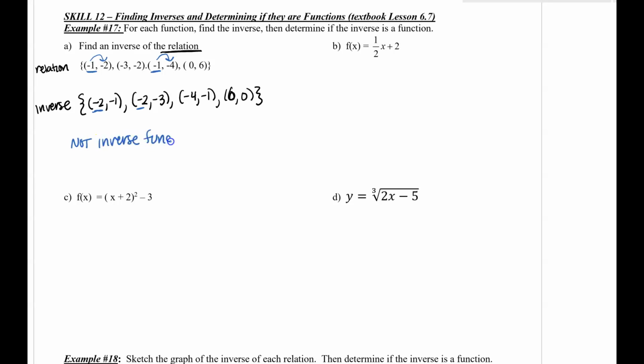Okay, so you can't just say inverses for short. Inverse means the inputs and outputs have switched. Inverse functions means not only have the inputs and outputs switched, but they're both functions.